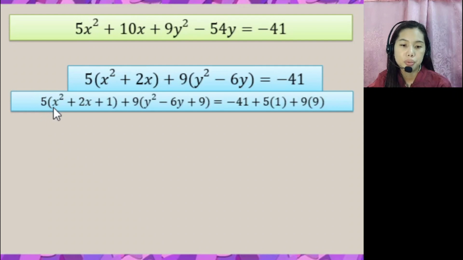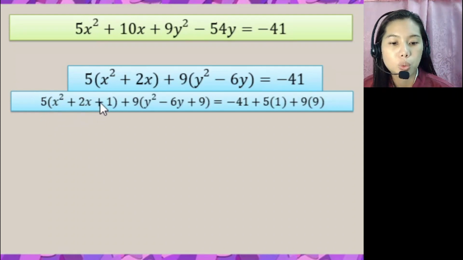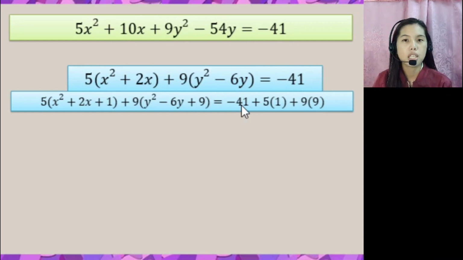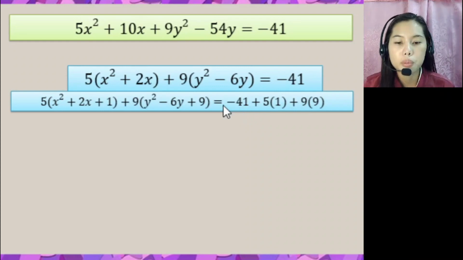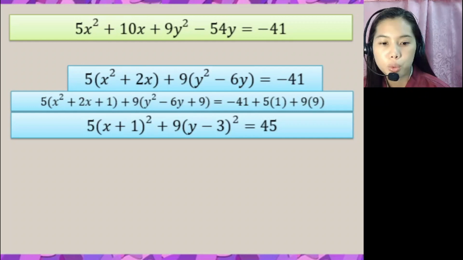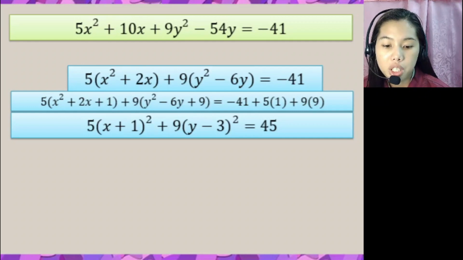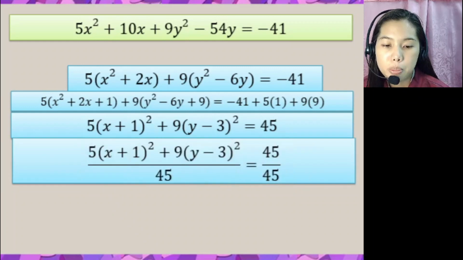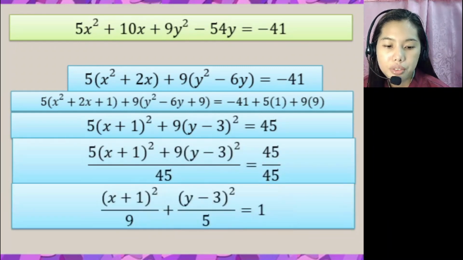So we have quantity 5 times quantity x squared plus 2x plus 1, plus 9 times quantity y squared minus 6y plus 9 equals, again, whatever you add on the right side will always be the same thing that you add on your left side. So you will have negative 41 plus 5 times 1 plus 9 times 9. Alright, there you go. So you have 5 times quantity x plus 1 squared plus 9 times y minus 3 squared equals 45. Divide on both sides by 45, and you will now have quantity x plus 1 squared over 9 plus quantity y minus 3 squared over 5 equals 1.